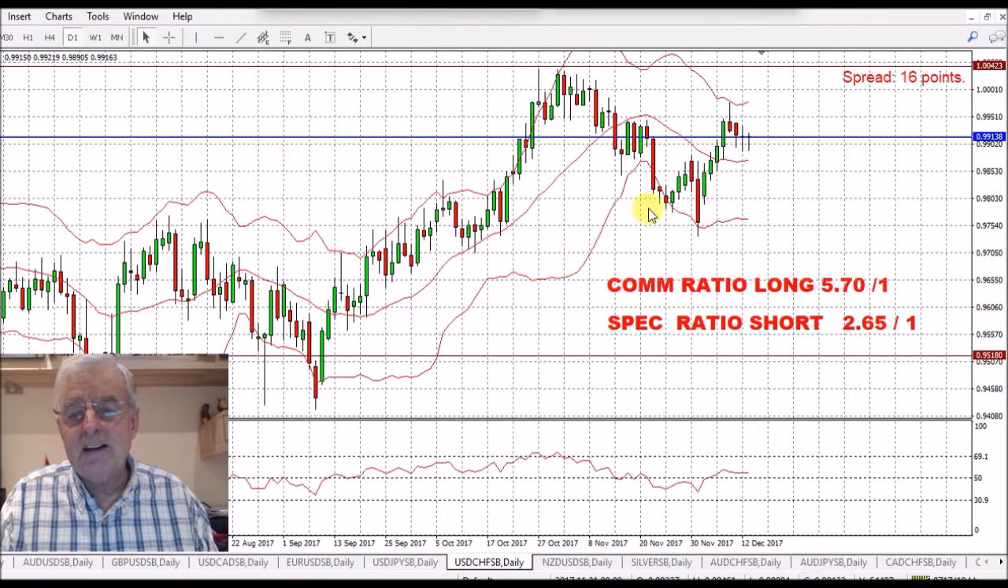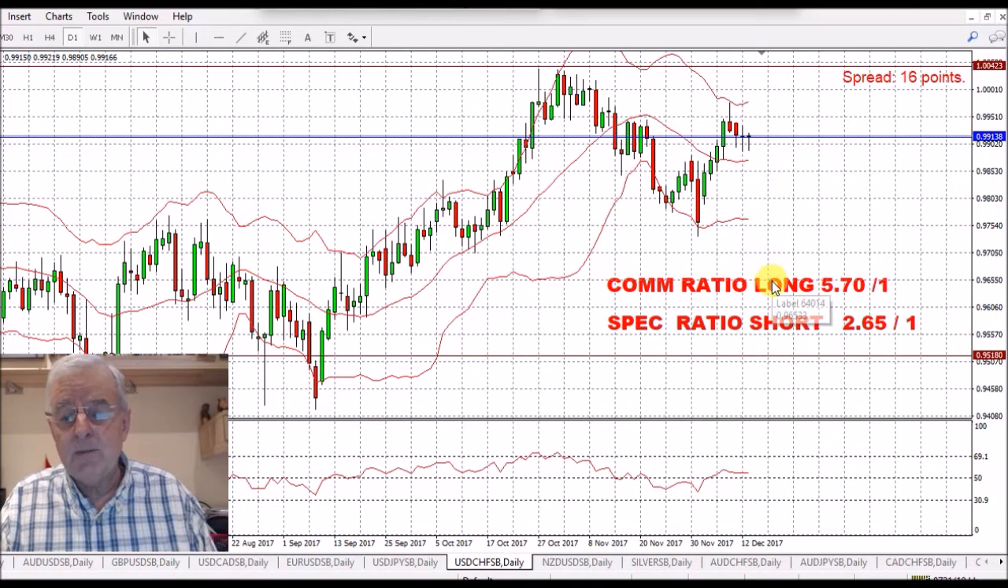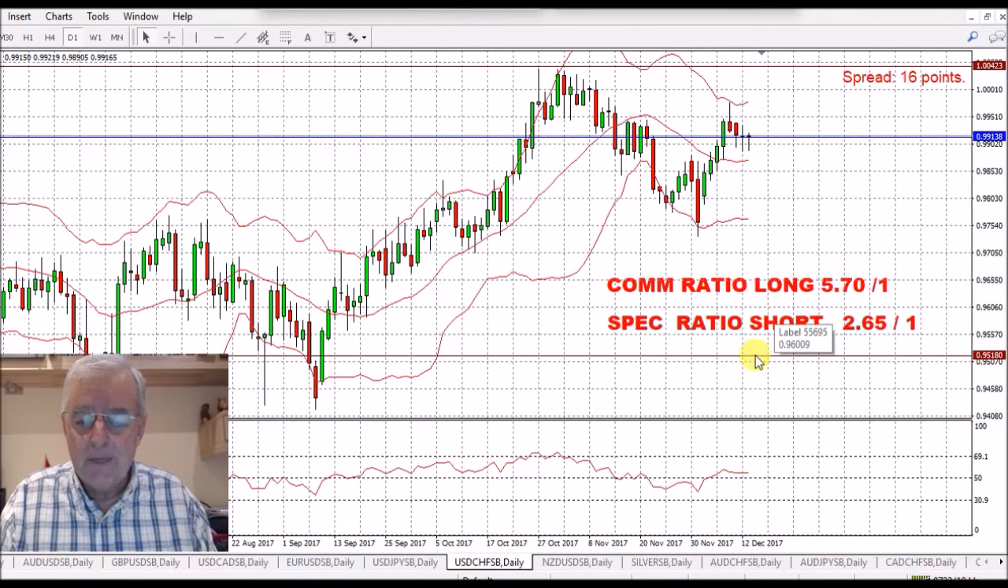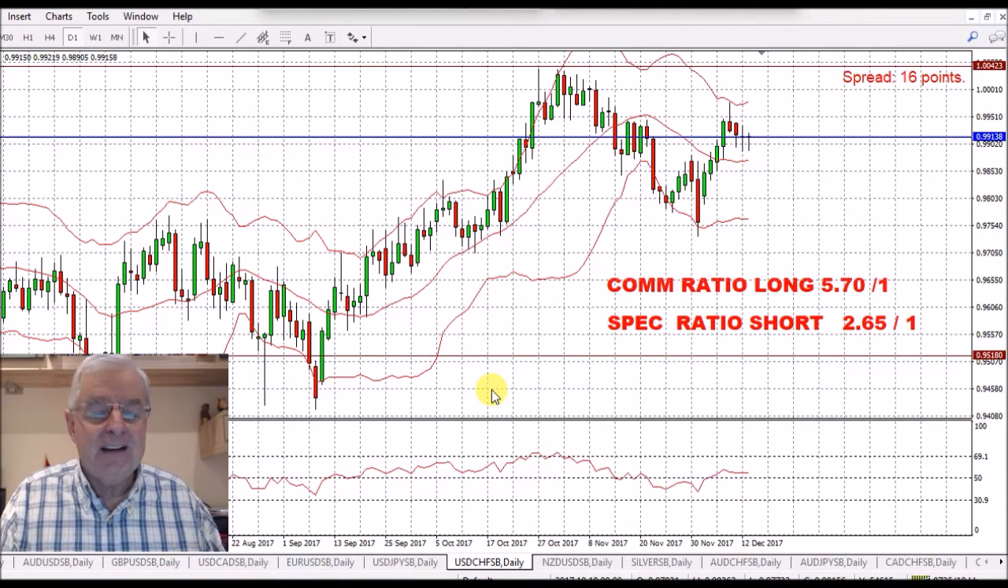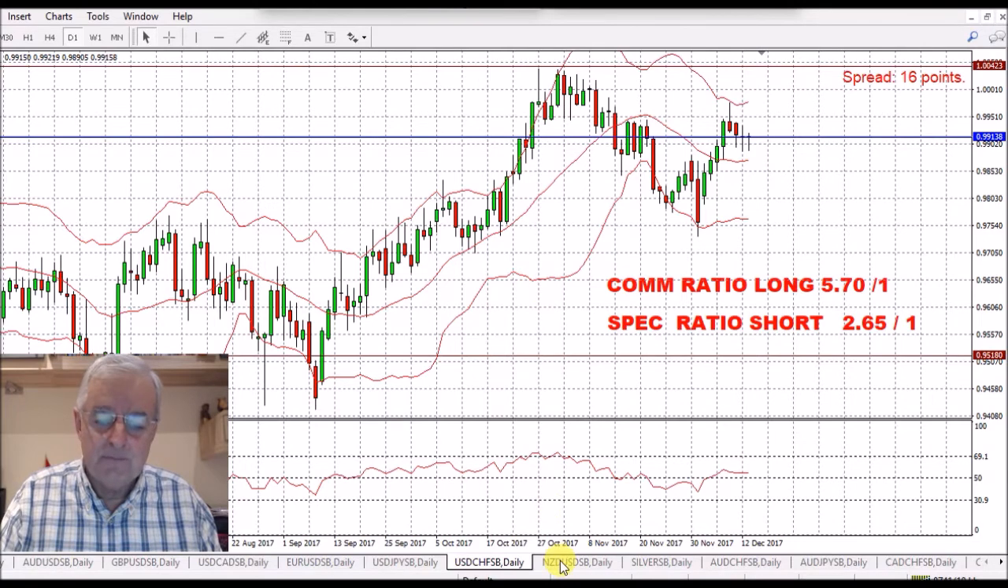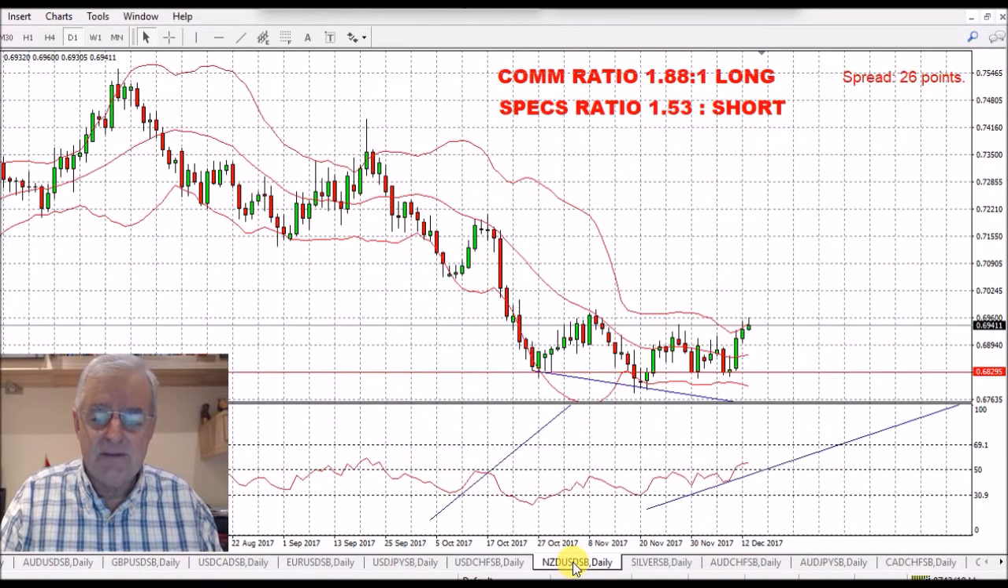USD Swiss franc, same thing. I think we might see this reach highs today. We have a commercial long ratio for the Swiss franc of 5.7 to 1, and we are actually above the 50 on the RSI. So any rally on this pair I see as a sell. That's how I feel about this.